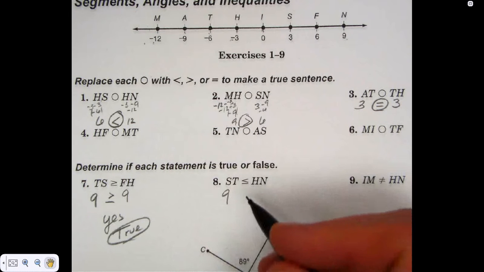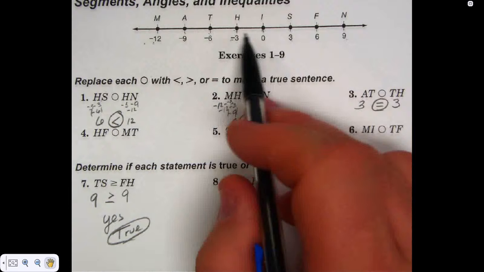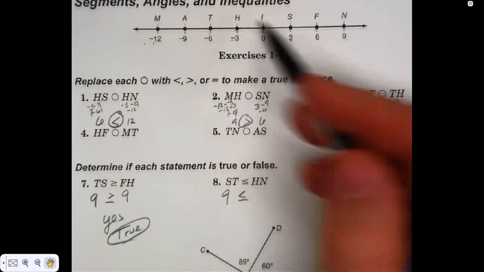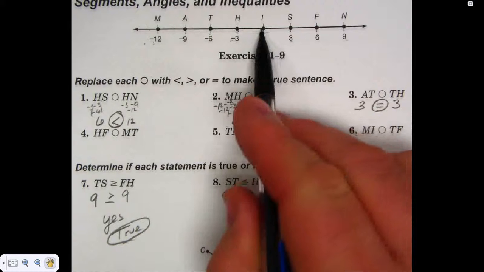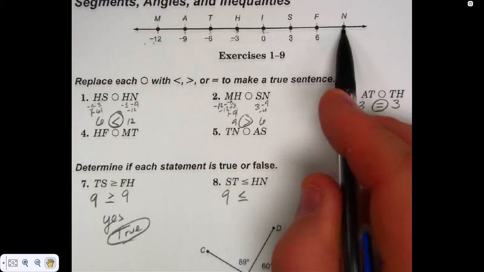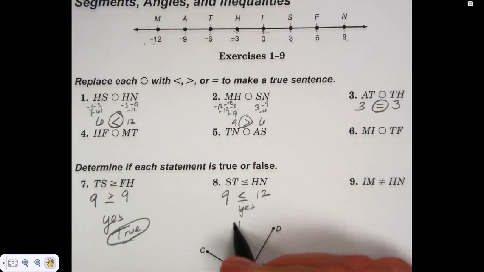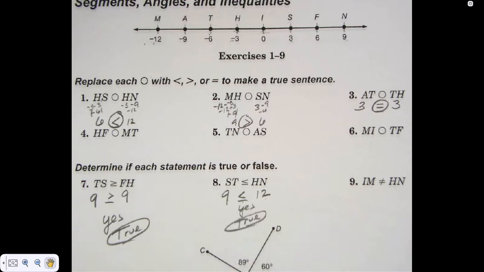S to T is 9, right? H to N. Well, that's 3. They're saying it's less than or equal to H to N. That'd be 3 to get to 0, and then how many more? Total of? Is 9 less than or equal to 12? So what's the answer here? True.